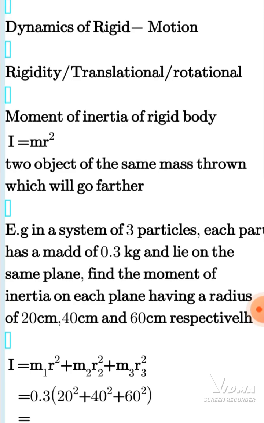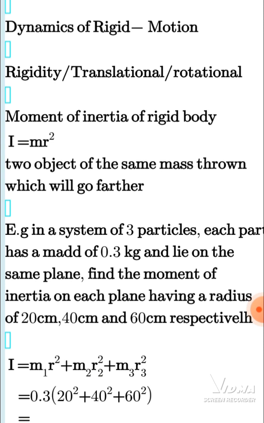Now, if two objects of different masses, let's say a nylon ball and a tiny ball, are being rolled, which of these balls will go further? The one that will go further is the one with the highest moment of inertia, so take note of that.